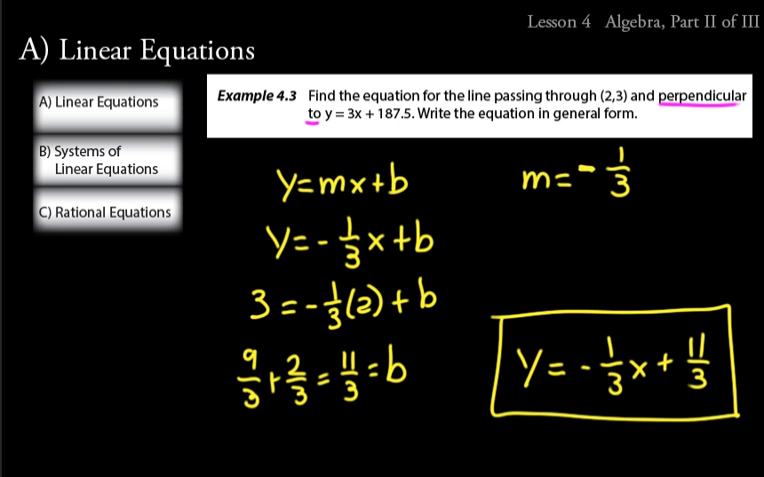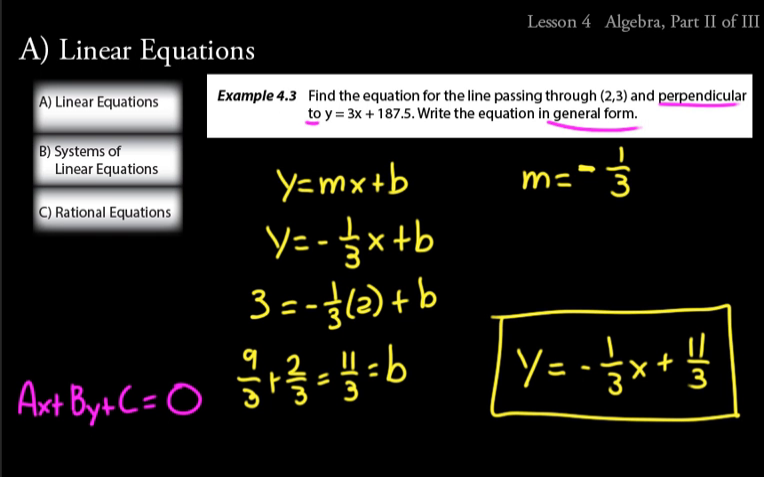Parallel lines have the same slope. Perpendicular lines, their slopes are negative reciprocals of each other. And notice this one, there's one more thing we have to do here. It said write the equation in general form. So in general form, that is ax plus by plus c is equal to 0. So we don't want any fractions. We want to try to get rid of all the fractions.